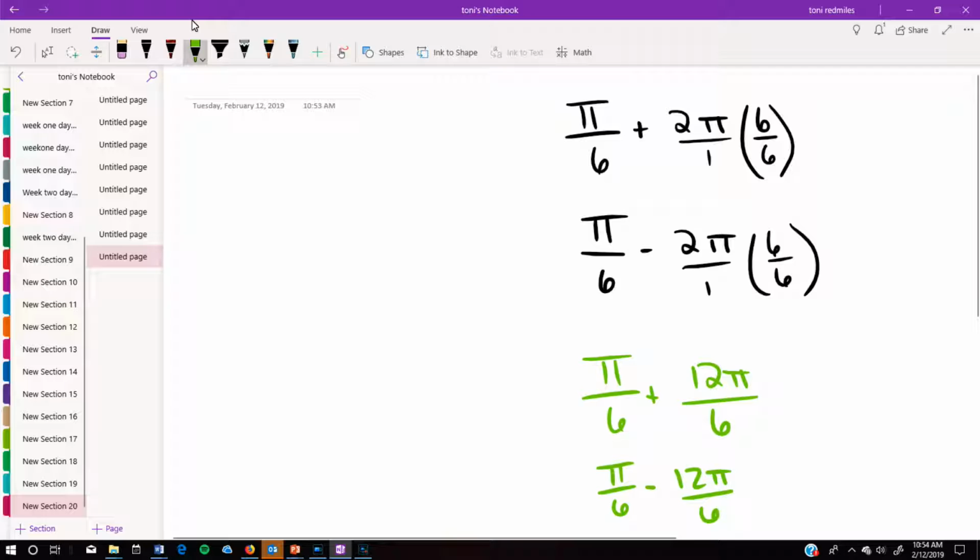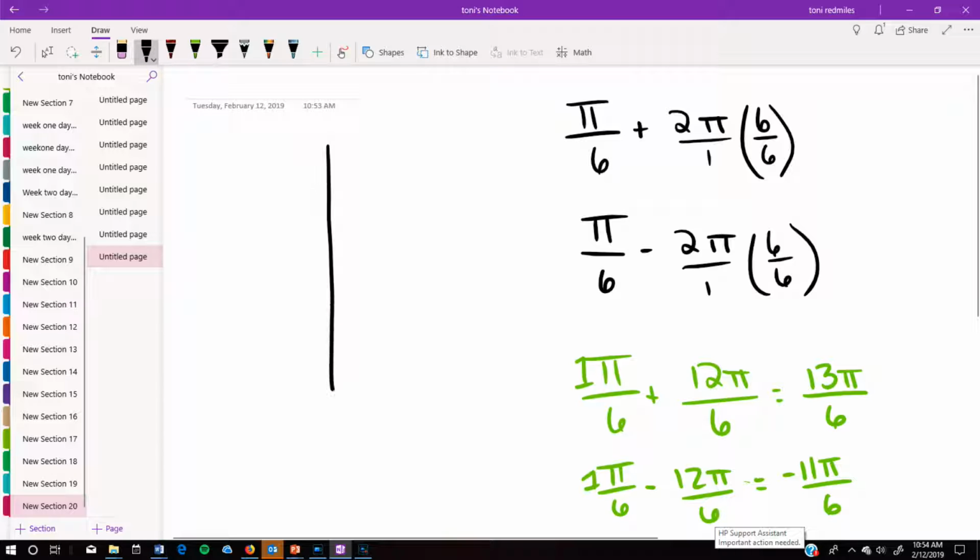All right, so if I add these, this is 1 pi plus 12 pi, it's 13 pi over 6. And if I subtract these, because this is a 1, it's going to be negative 11 pi over 6. So there's the math. But you want to see it on a Cartesian plane, right?